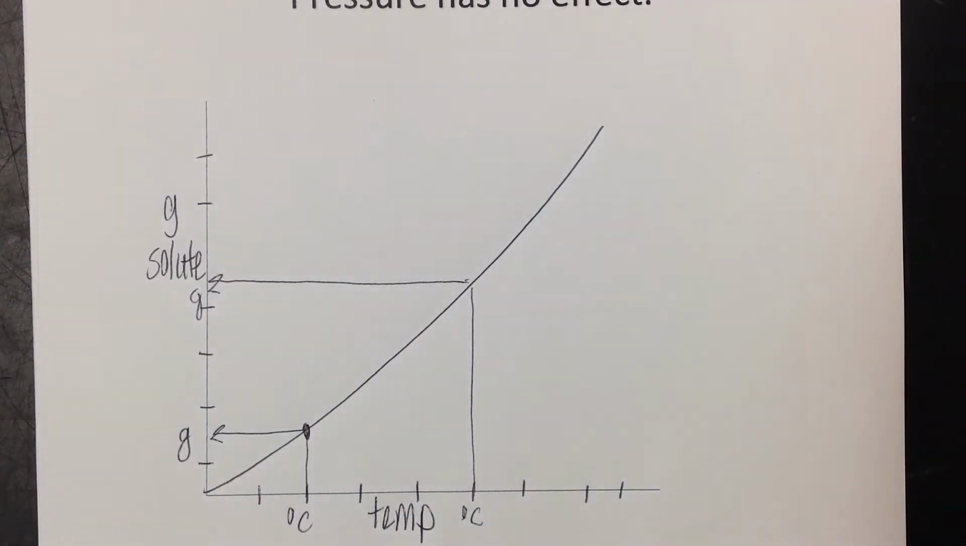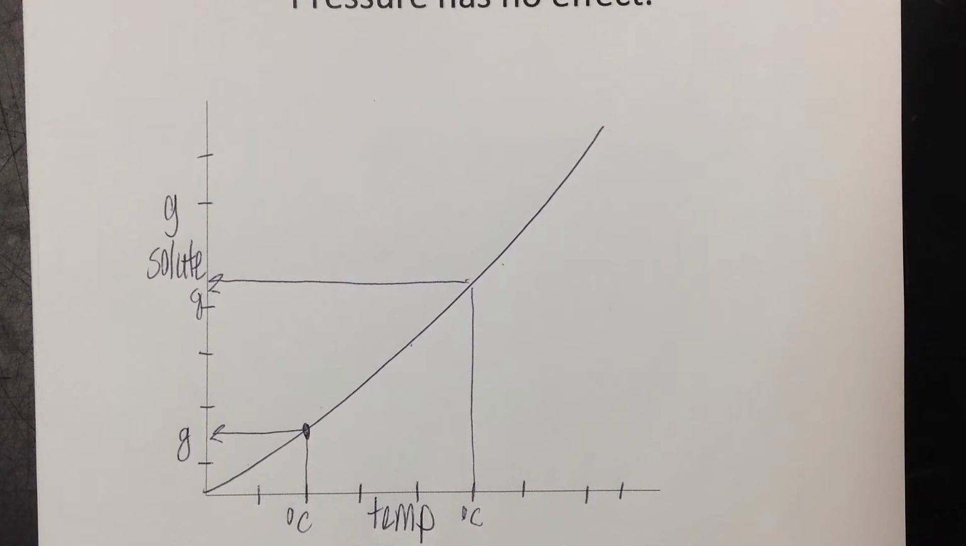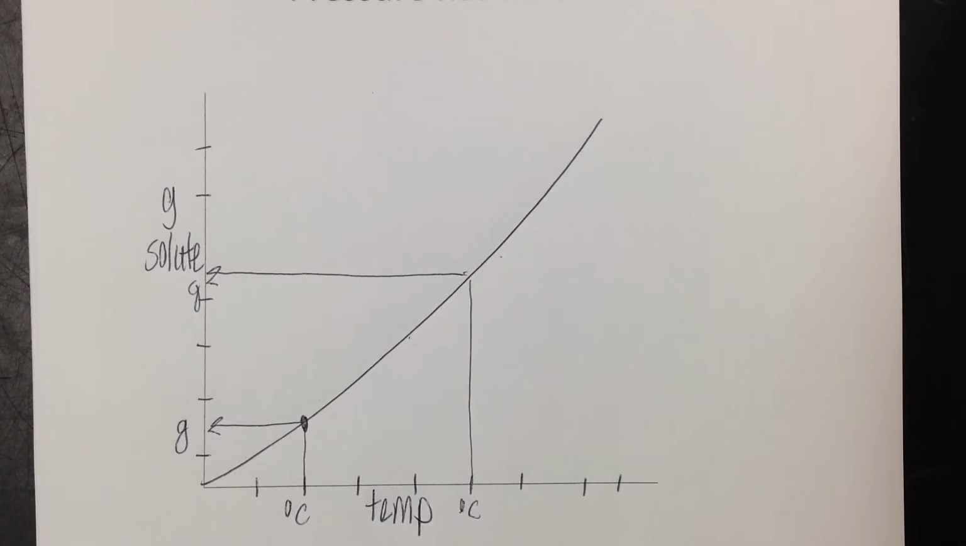So a solubility graph is really easy to read. And what's happened is someone took this substance, and at every temperature, they just experimentally figured out how many grams of solute could be dissolved. So all the points on this line represent what we call a perfectly saturated solution.